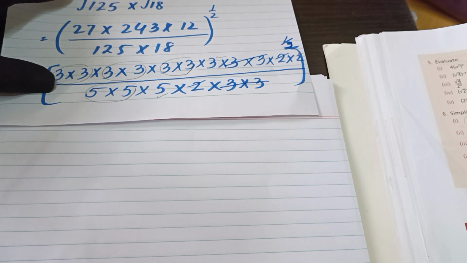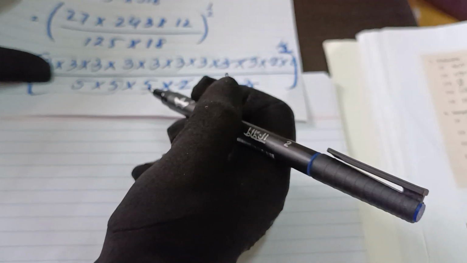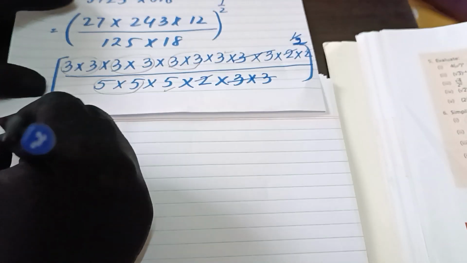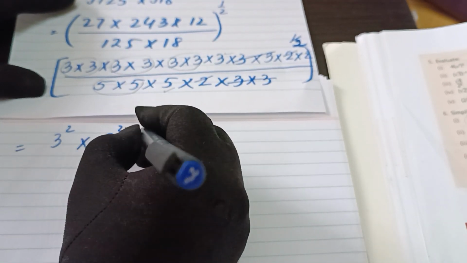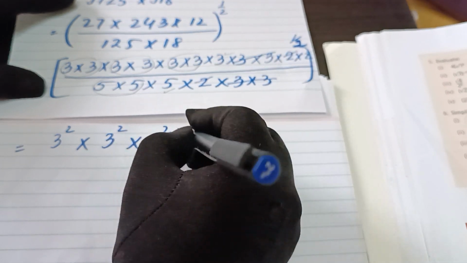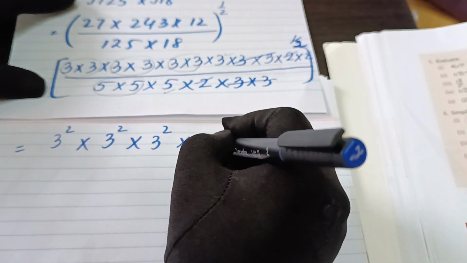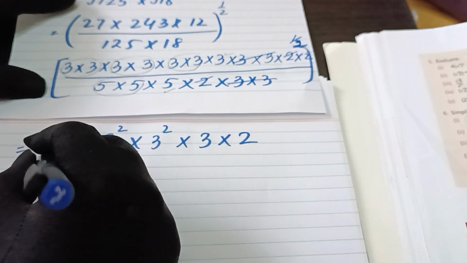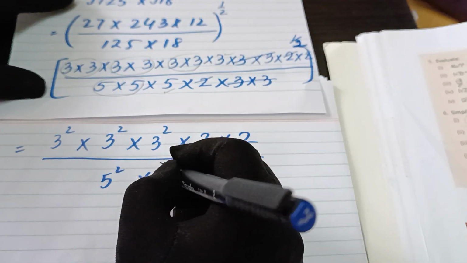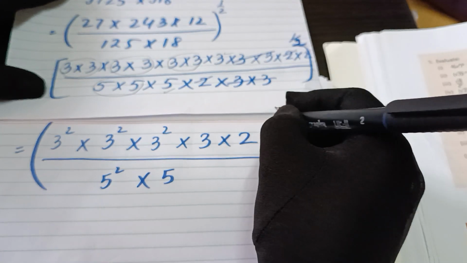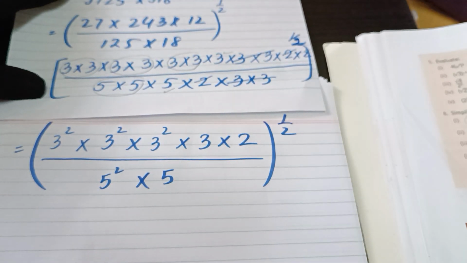I'm writing it so that it's easy to follow. This is 3 squared, this is 3 squared, this is 3 squared, this is single 3, this is single 3. Downside, 5 squared, and this is single 5. The power on all of them is 1/2.